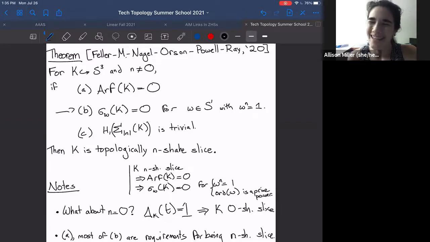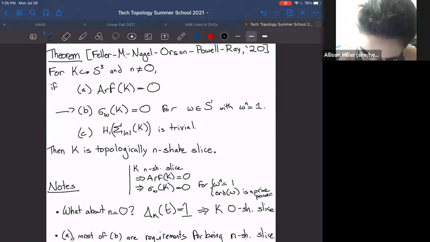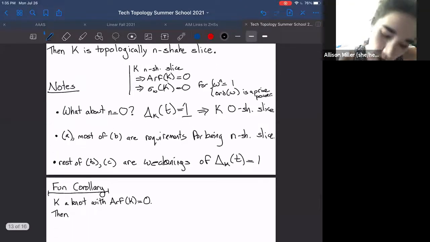There are also certainly obstructions to being slice, except for slice, you don't even have to worry about the omega to the n equals 1 thing. You get something much stronger. Thanks. Yes. Anything else? Okay. So I promised.